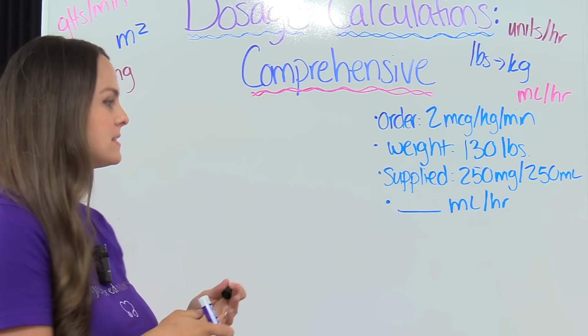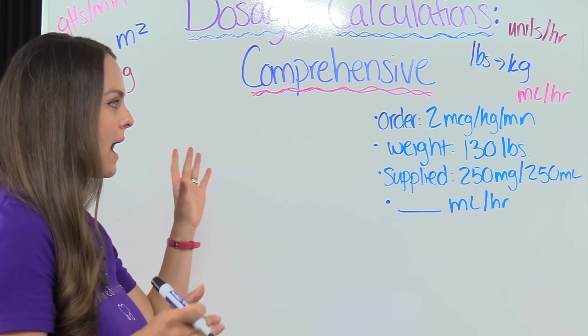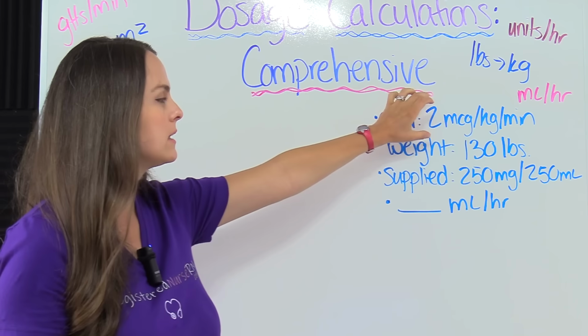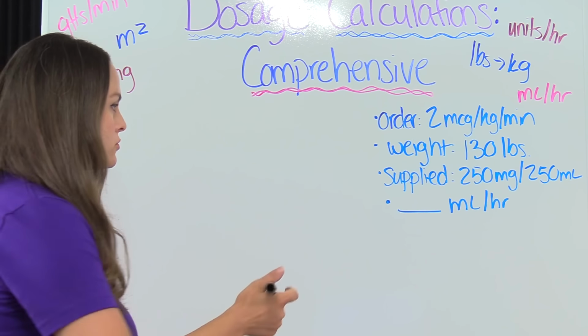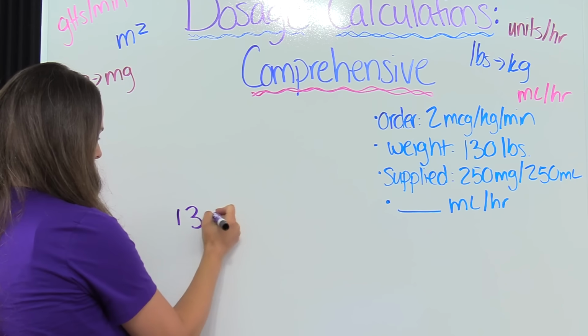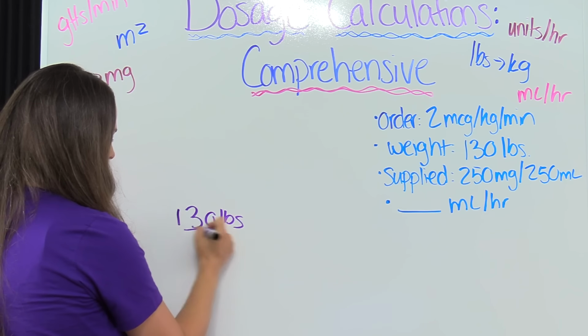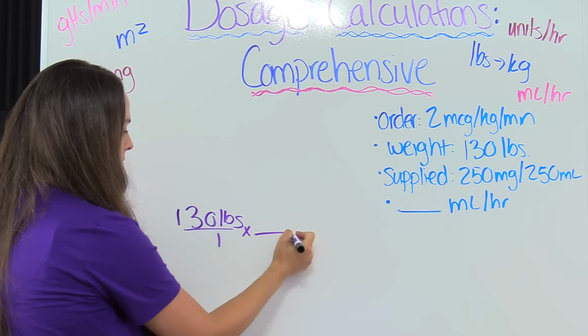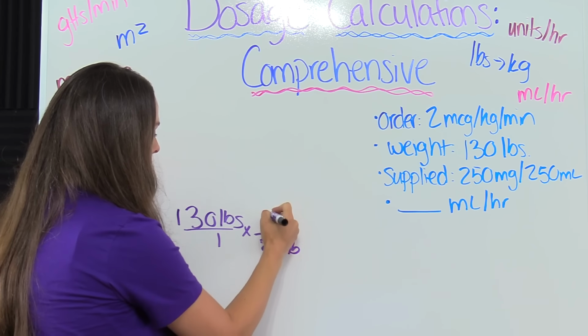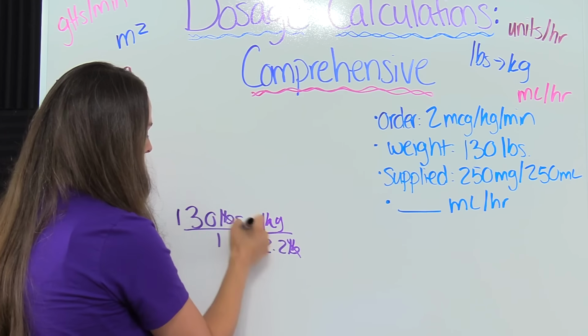So let's set up and solve. So first thing we're going to do right off the bat is deal with these pounds, and get it to kilograms so we can start plugging in our doctor's order. So our patient weighs 130 pounds. And we know from the metric table that there's 2.2 pounds in 1 kilogram. So there we go, we have dealt with that.